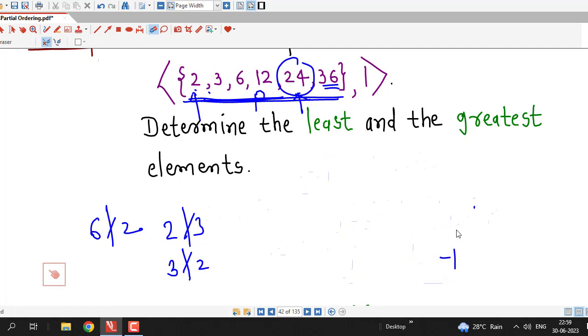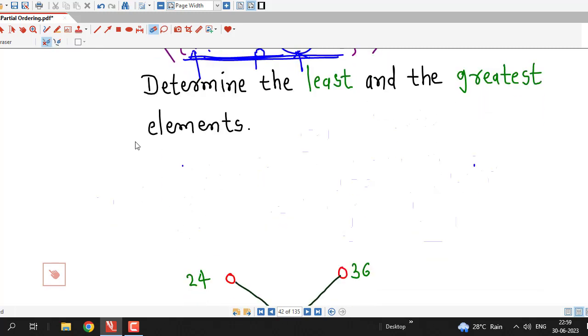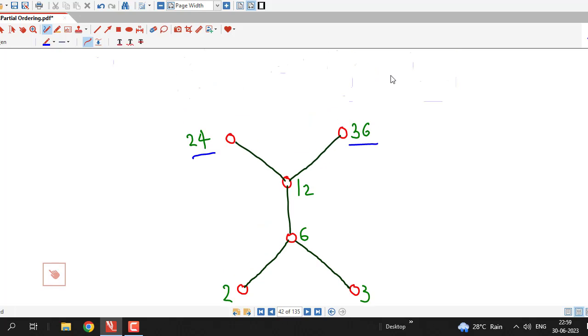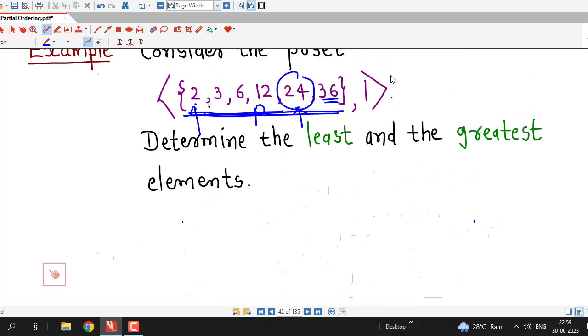And we can use the Hasse diagram also. Suppose I am using the Hasse diagram of this partially ordered set. Then this is the Hasse diagram. You can see at the bottom I have 2 elements, 2 and 3. And at the top also I have 2 elements. So this set has no greatest and no least element.